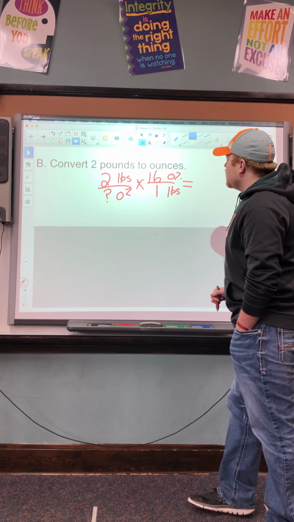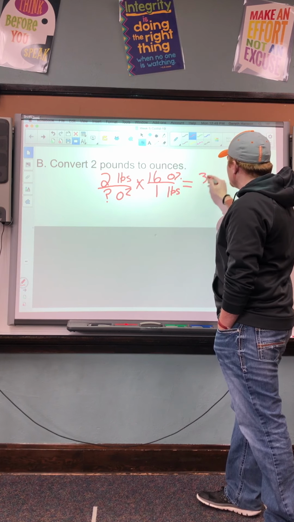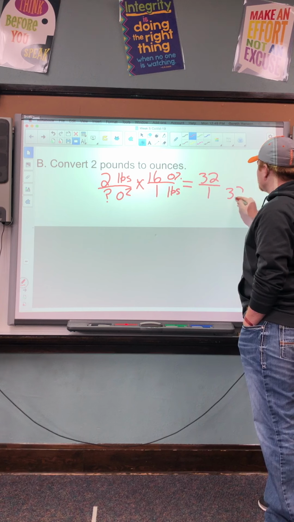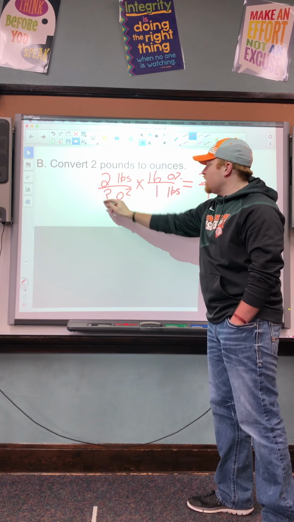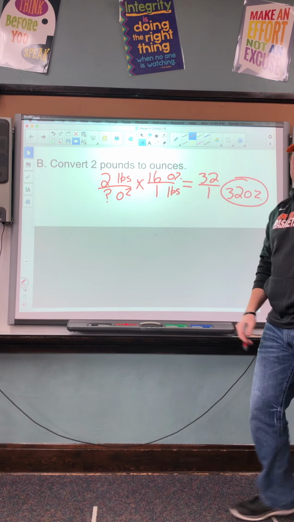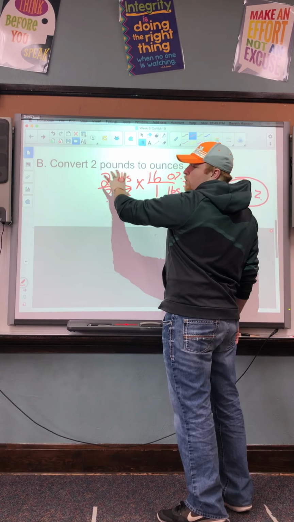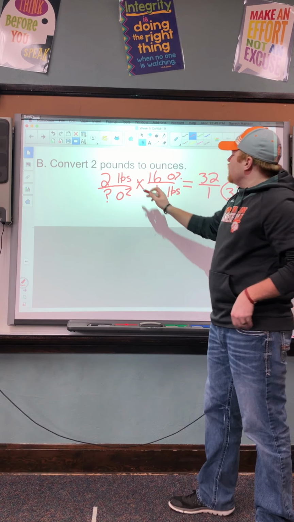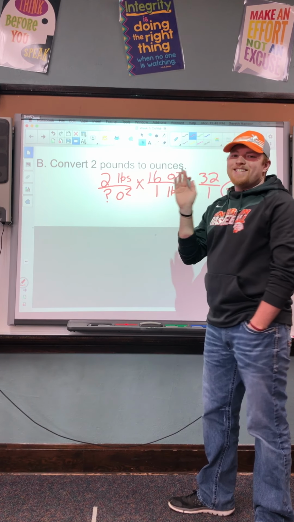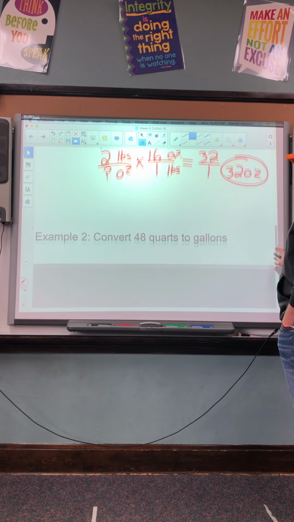Okay, so now again we just multiply across. So 2 times 16 is 32 over 1. Well, 32 divided by 1 is 32. So then our label would be, since we're trying to find ounces, 32 ounces would be our answer. Again, in your beginning conversion, kind of your proportion, make sure you have the same unit of measurement diagonally. That's your key for today, okay? If you can figure that out, you should be fine.